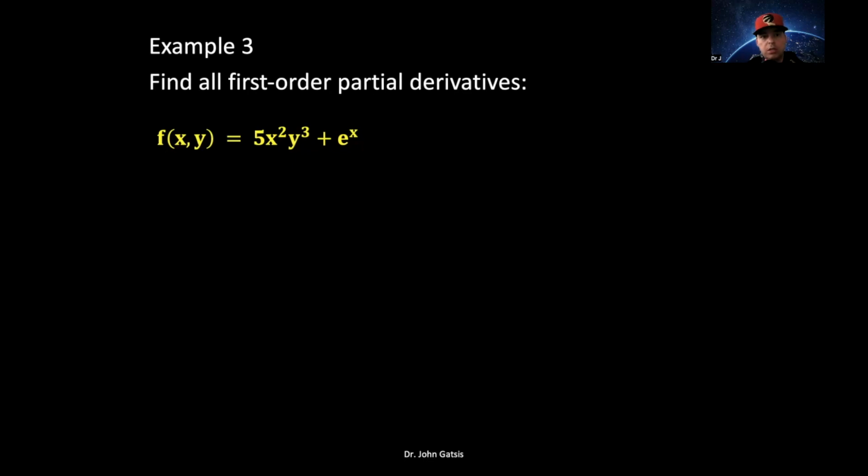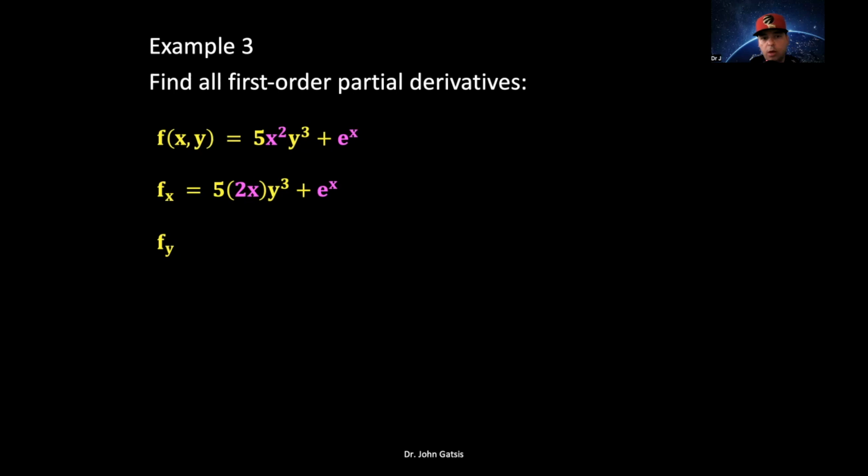So let's take a look and see what happens here. The derivative of the first term with respect to x, well, that x squared is only going to become 2x, and the 5y cubed is constant. So the stuff in yellow there is going to not change. That's why I'm just highlighting it as it is. And the derivative of e to the x is e to the x with respect to x.